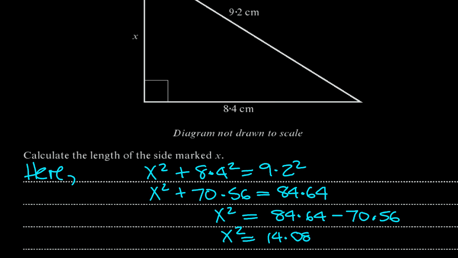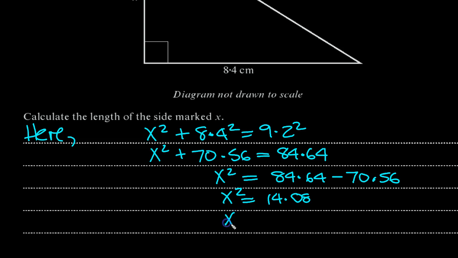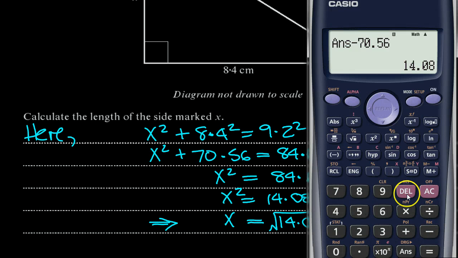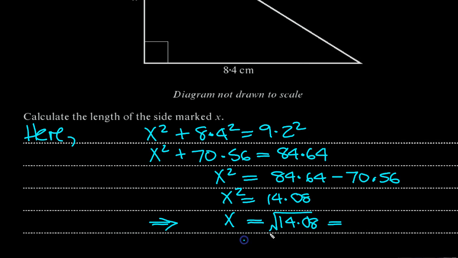14.08. So now we can square root both sides. So let's square root now. Square root of this side is just x, because you undo a square by square rooting. And the square root of 14.08 is equal to, let's tap that in. That's under the answer then. So we'll do square root of answer. And we get 3.75 centimeters.